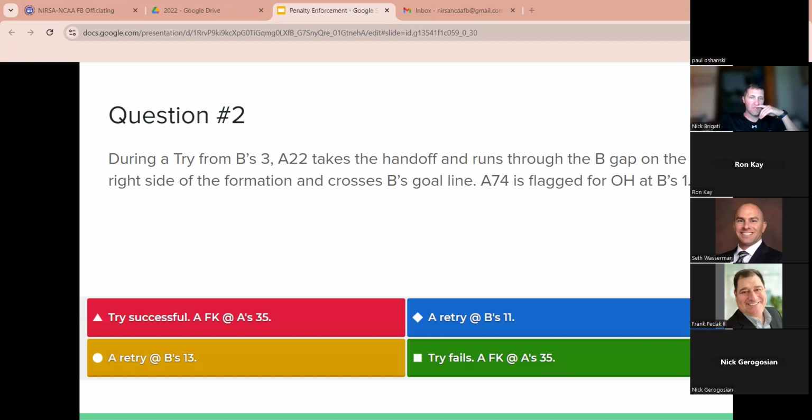Give me a second. No worries. It'd be, what is that, mustard or yellow or whatever color that is? So you got yellow. You got a retry at the 13.